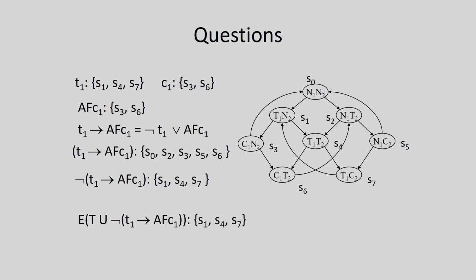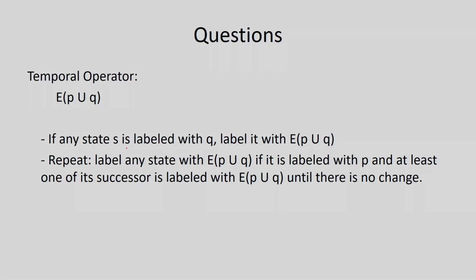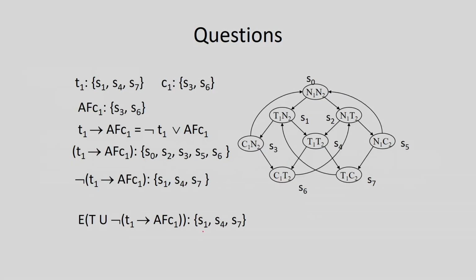Okay. So, now we know these are the states S1, S4 and S7 where not of T1 implies AFC1 is true. So, E, T until not of T1 implies AFC1. In that particular case, these are the states where this particular sub formula is true. So, this is the label: any state labeled with Q. Now, our Q is that given sub formula. So, these are the states that I am getting initially where not of T1 implies AFC1 is true.